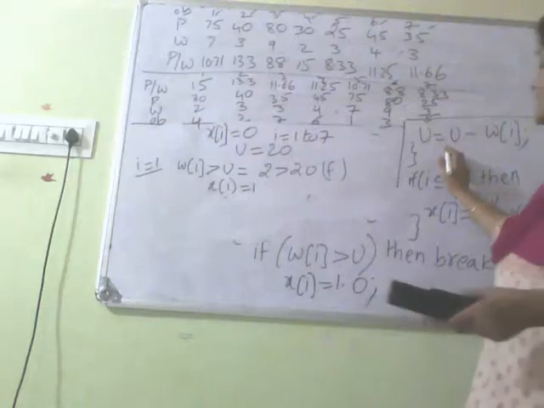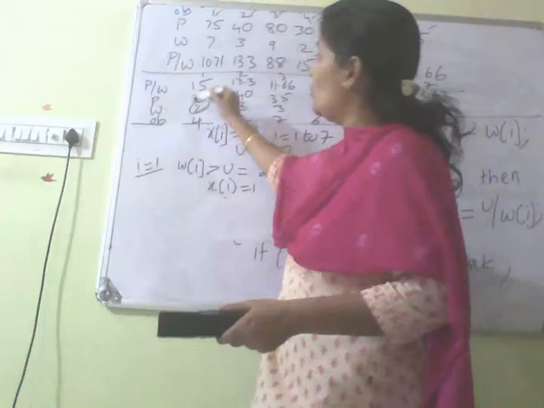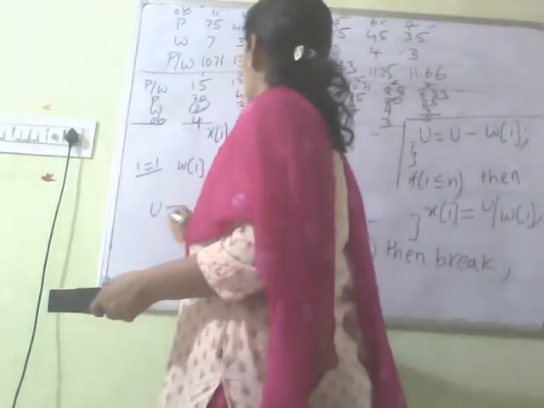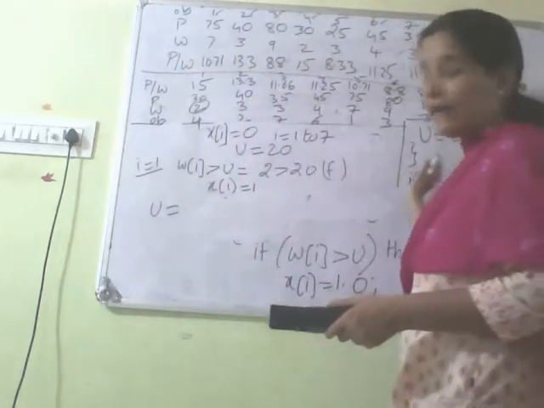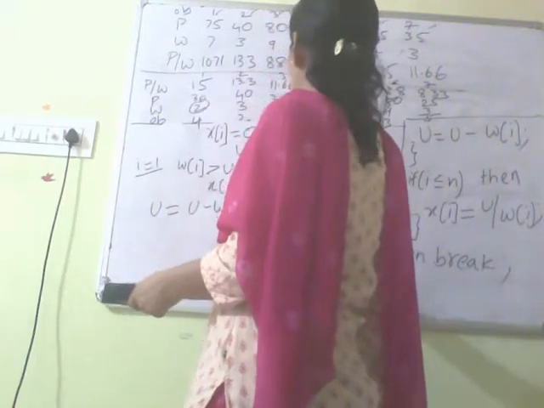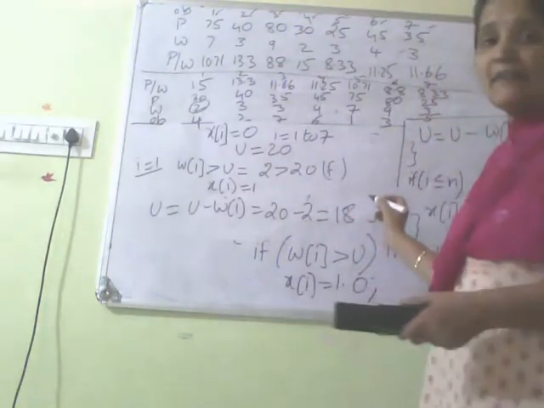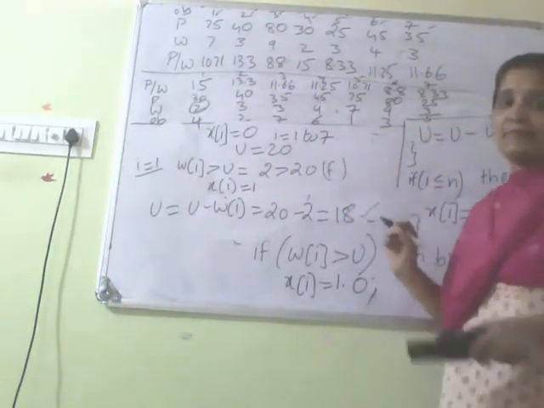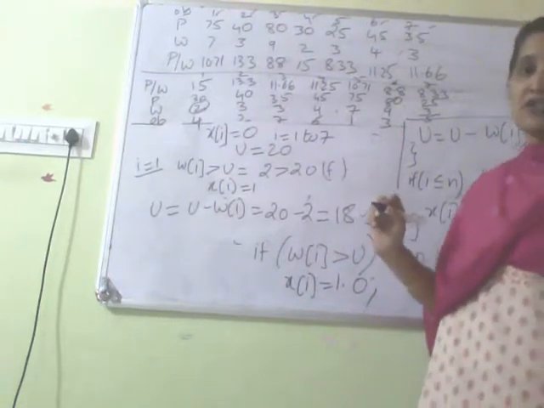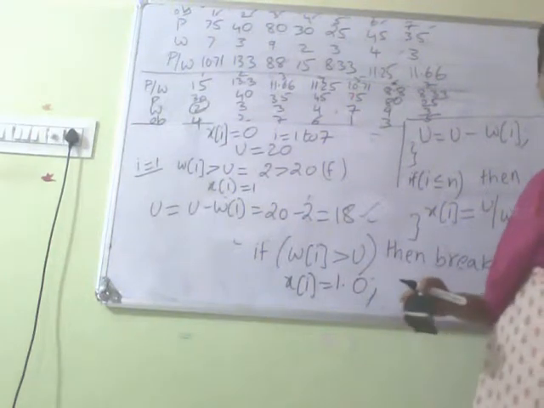Now, next. This complete object, about the weight 2, we have assigned now. So we have to reduce the knapsack capacity: u equal to u minus w of 1. What is our u? 20 minus w of 1, that is 2. So still we have 18 in the knapsack, still we have empty spaces 18. So that is the first iteration we have completed.